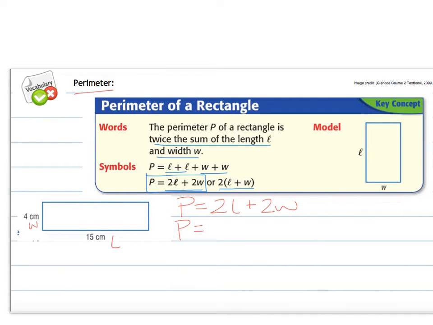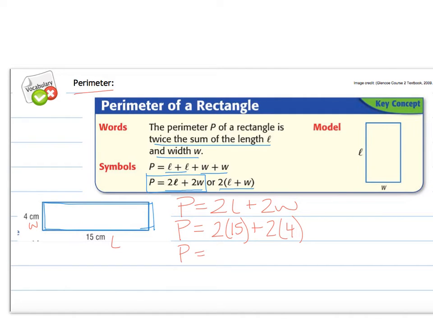So perimeter is twice the length, which I decided was 15, plus twice the width, which I decided was 4. Let's think about why that makes sense. If you're looking for the distance around, well, I have one length and another length, that's why I have 2 of them, and one width and another width, that's why there's 2 of them. So if I were to fence this space, I would need to know the whole distance around.